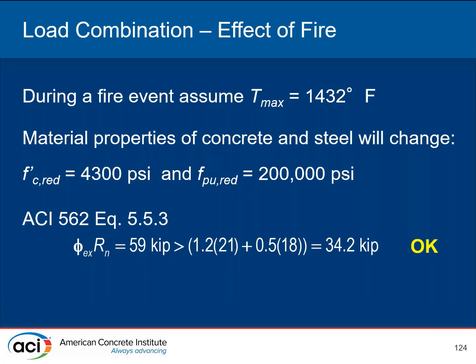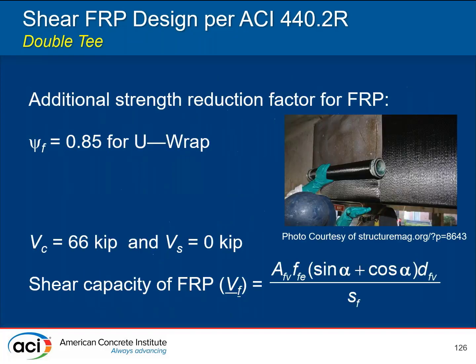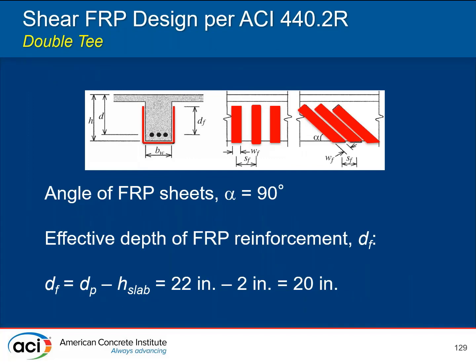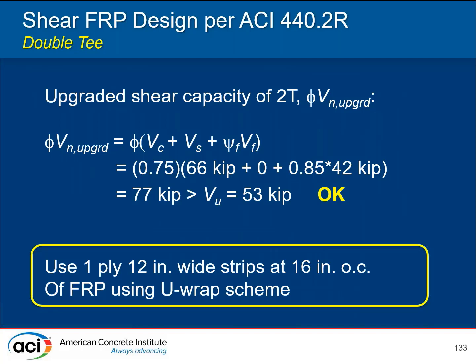They looked at fire and temporary conditions, if it was a candidate for external reinforcing, and it seemed to be, so strengthening can be used. They did some checks, then they designed it by 440.2. And again, quickly going through this, I don't want to read all these equations to you, that bore me as well as you. It ended up with, this would work. We need one ply of 12 inches wide at 16 inches using a U-wrap.